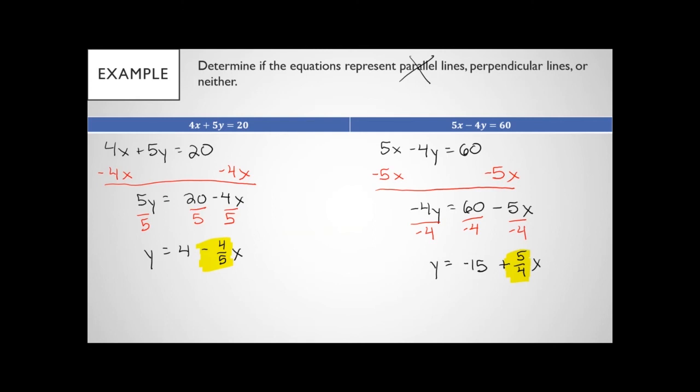Next is perpendicular. The shortcut for perpendicular is, are they reciprocals? And do they have opposite signs, one positive, one negative? It'd help if I spelled opposite right. So reciprocals would be if you can flip it if you ignore the sign. So 4/5 and 5/4, those are reciprocals. And then one of them is positive, one of them is negative, so they are opposite signs. So if both of those are true, that means these are perpendicular lines.